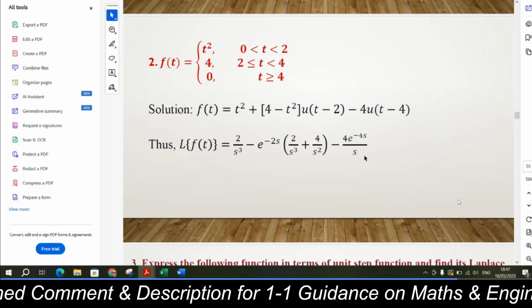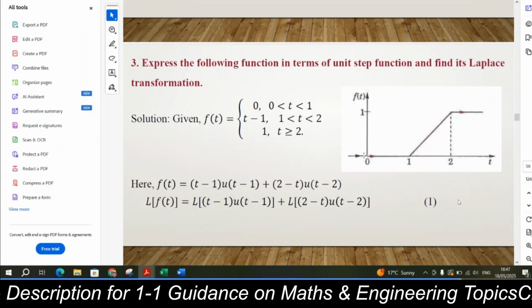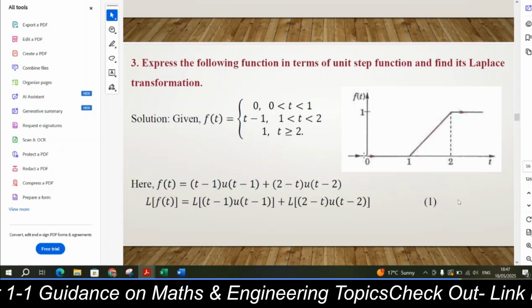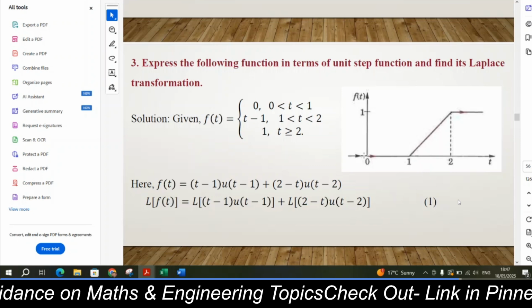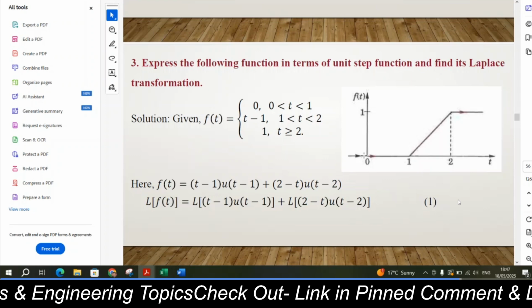You have t square plus 4t. T square becomes 2 upon s cube, and 4t becomes 4 upon s square. And over here minus 4 into u t minus 4. U t minus 4, second shifting property, becomes e raised to minus 4s, and the negative sign remains as it is, 4 becomes 4 over s, and that's how you get to your answer for this particular question. Is it clear?